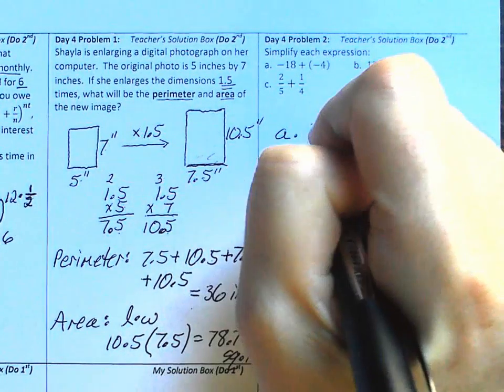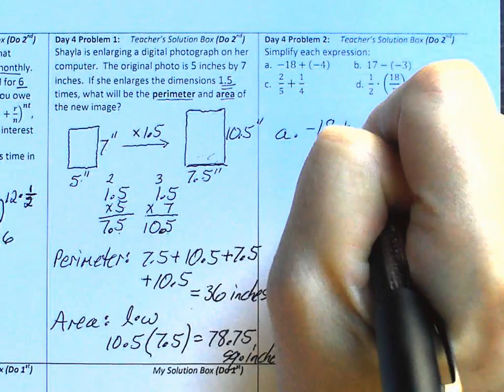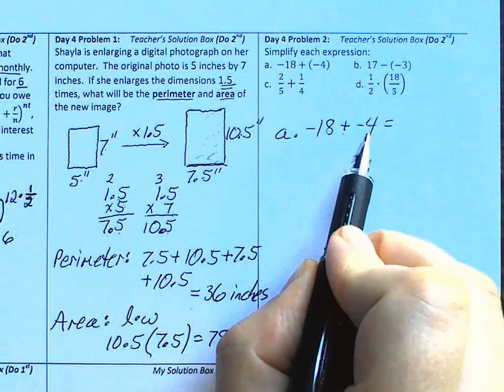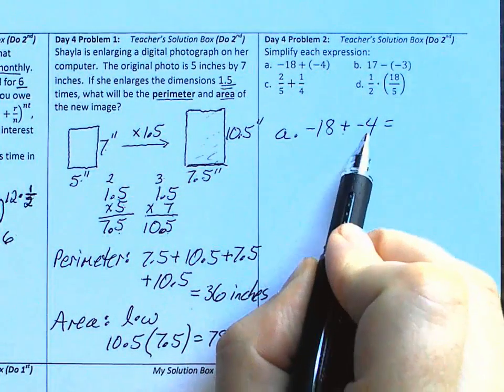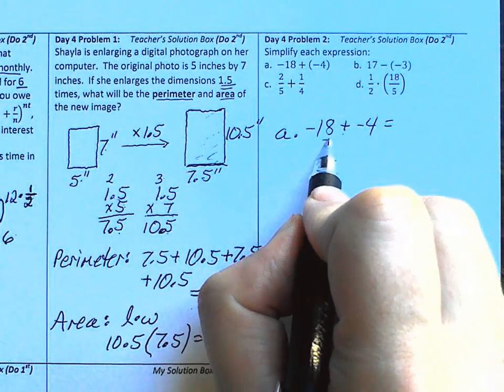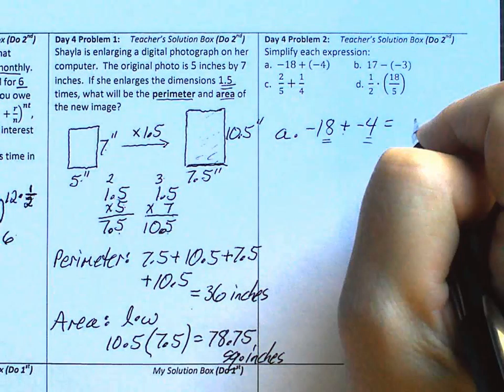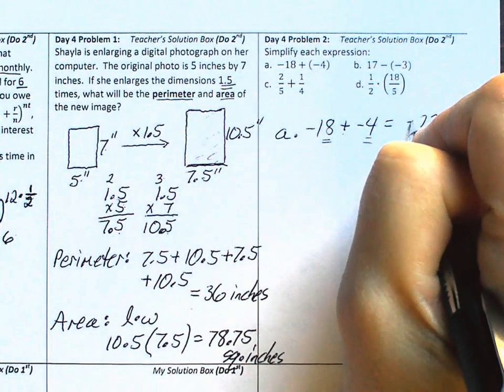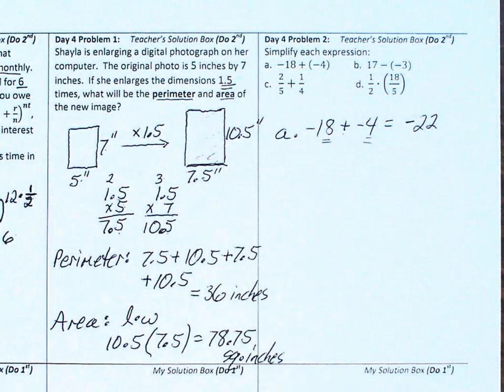Question A, negative 18, add negative 4. This is about adding numbers where they are both negative numbers. Okay? To add negative numbers together, you add the numbers. 18 and 4 is 22, and you keep the fact that they were negative numbers, so negative 22.